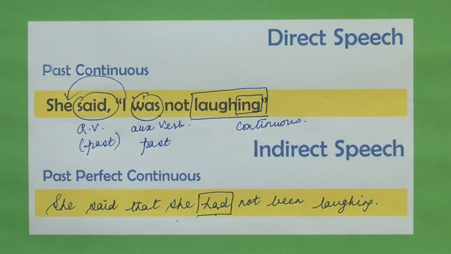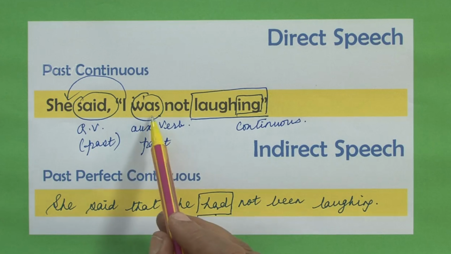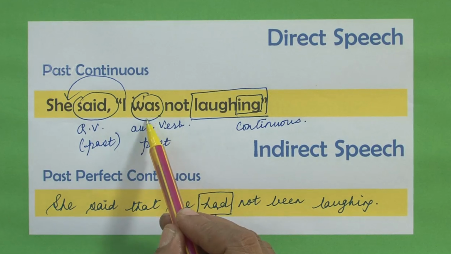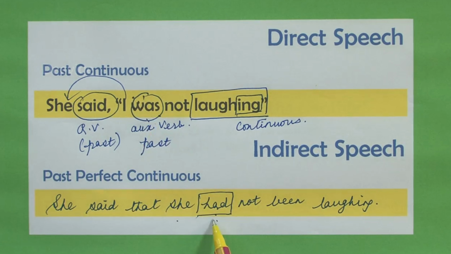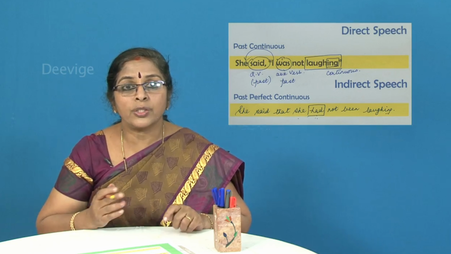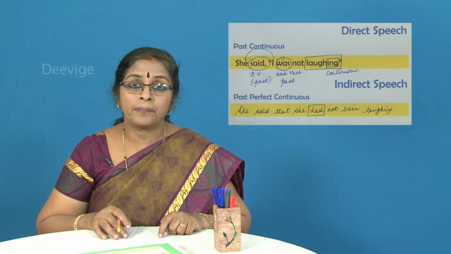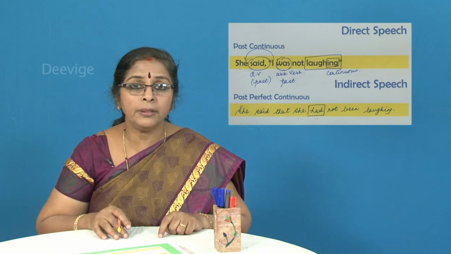I am just enclosing this within the rectangular box because I want you to focus your attention on the fact that was has been replaced by had, because this is in the past tense. If it is already in the past tense, it has to change to past perfect, and laughing has ing. So, from the past continuous, it changes to past perfect continuous. So, what is the answer? As you can see, she said that she had not been laughing. Shall we go on to the next example?